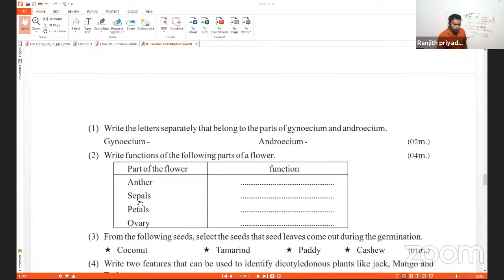Yes, next. Sepals. Protect the flower buds. Protect the flower bud in bud stage. So I have drawn it earlier like this. Here's the bud stage flower, and it is totally covered with this green colored part. That means sepals.